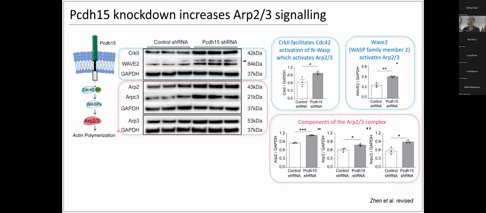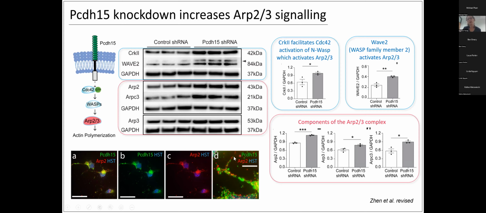So we thought, okay, when we lose protocadherin 15 signaling, we're getting additional actin polymerization via this pathway. Does this make sense based on the localization of protocadherin 15 and ARP2/3 within the cell? So we performed some higher magnification imaging, and we found that protocadherin 15 does actually extend within the processes of OPCs. And we stained for a number of proteins that are part of that ARP2/3 complex. And here we show ARP2 is also extended throughout the OPC process.